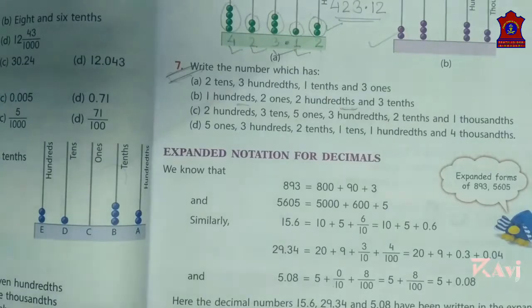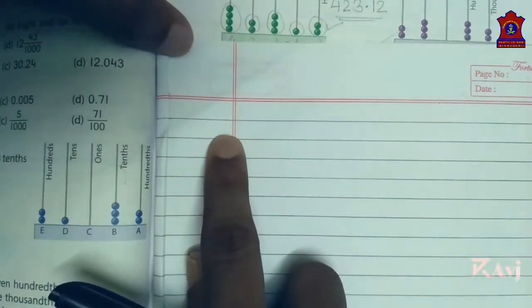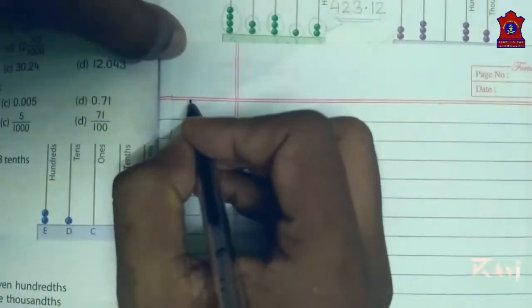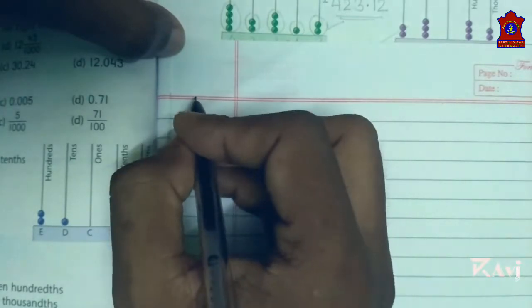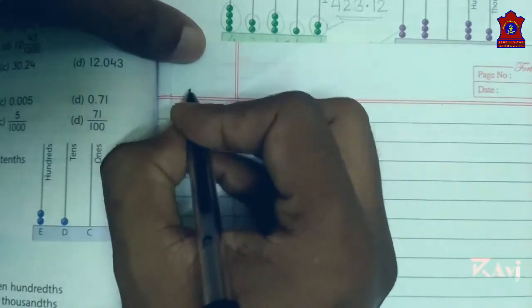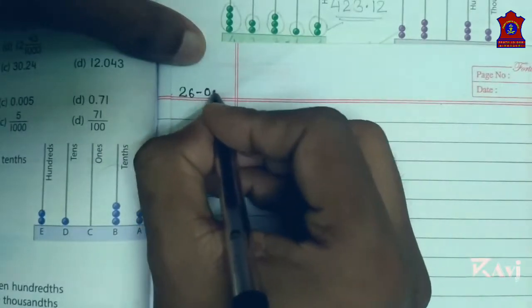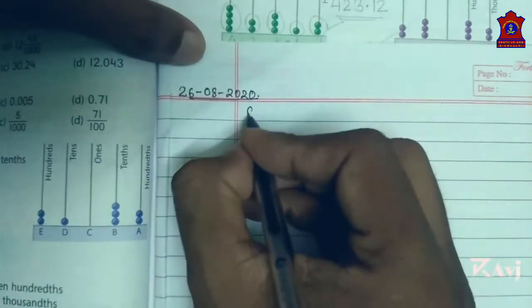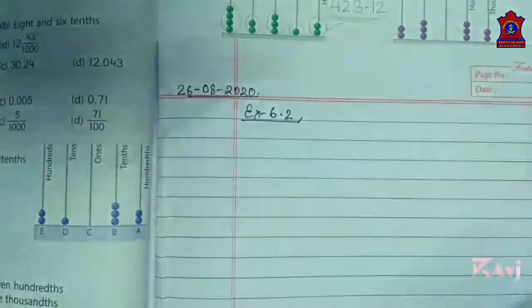Okay, so what is today's date? See, weekly we will be doing 2 days of Google Meet class, in which we will be clarifying all the doubts, whatever we are doing throughout the week. So what is today's date? Today is 26th August 2020, and we are going to start with exercise 6.2. Clear?